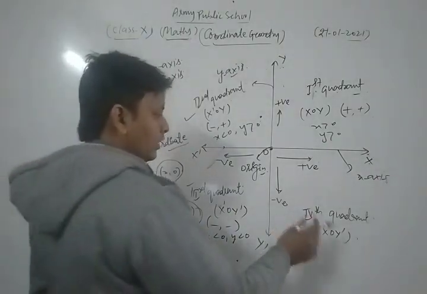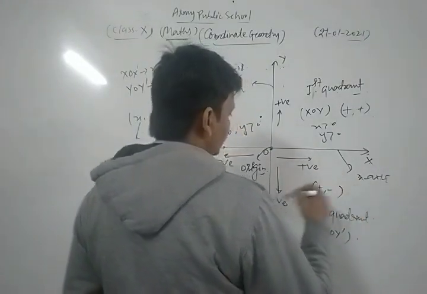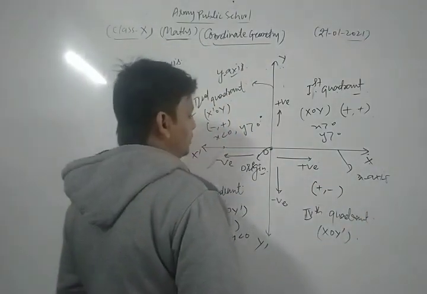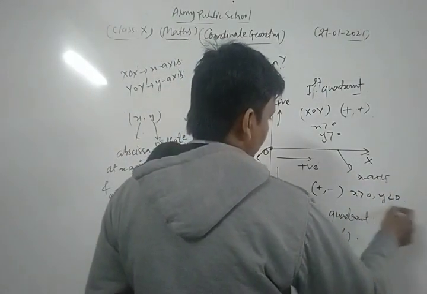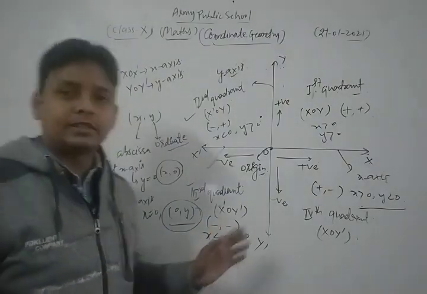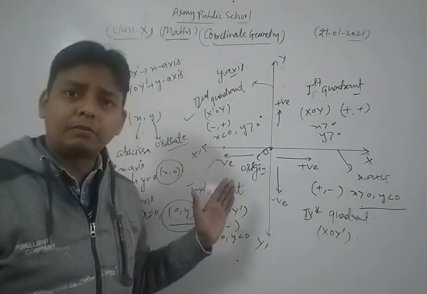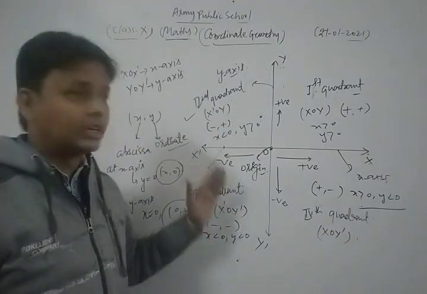Now in the fourth quadrant, abscissa is positive but ordinate is negative. So x is greater than 0 and y is less than 0. So this is the concept of the Cartesian coordinate system. These are very important facts related to that.